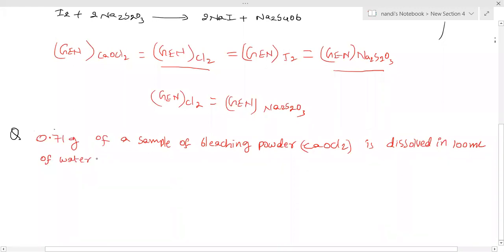Okay, 50 ml of the solution is titrated with KI solution.